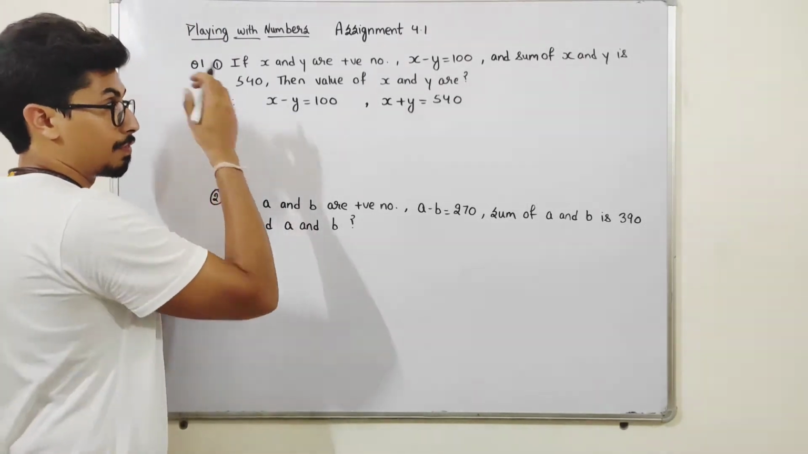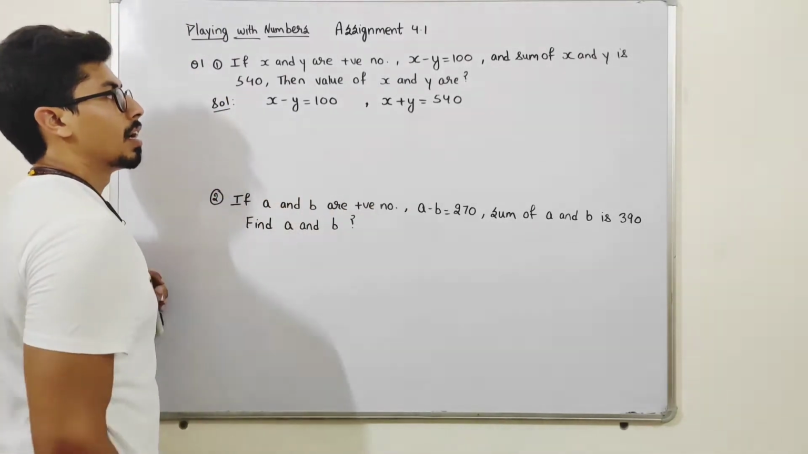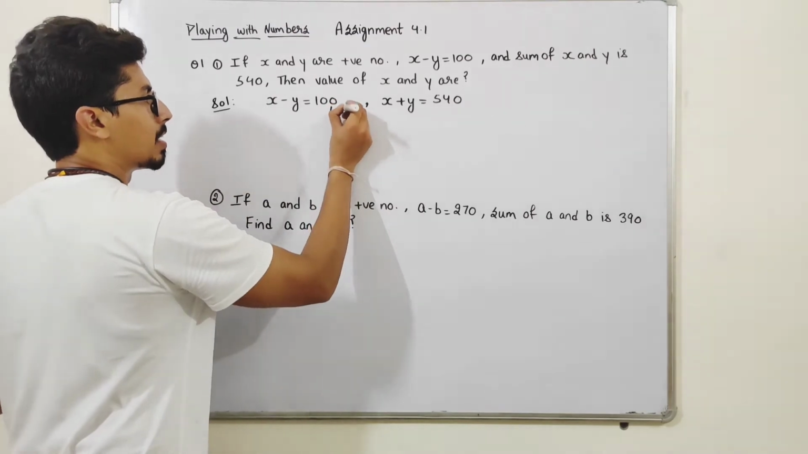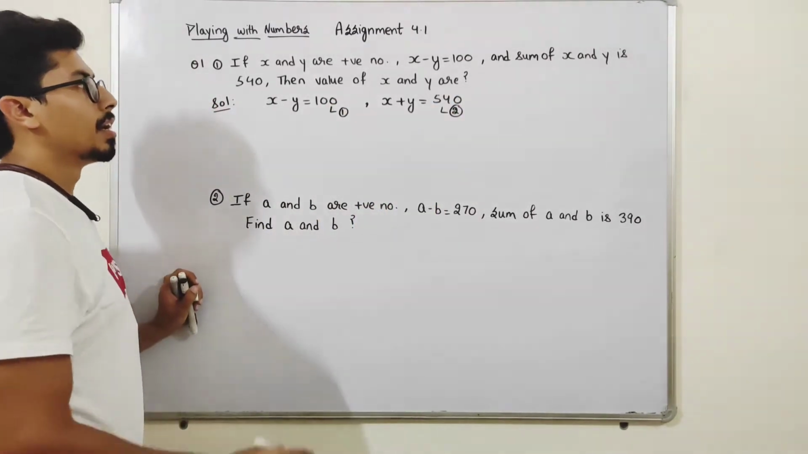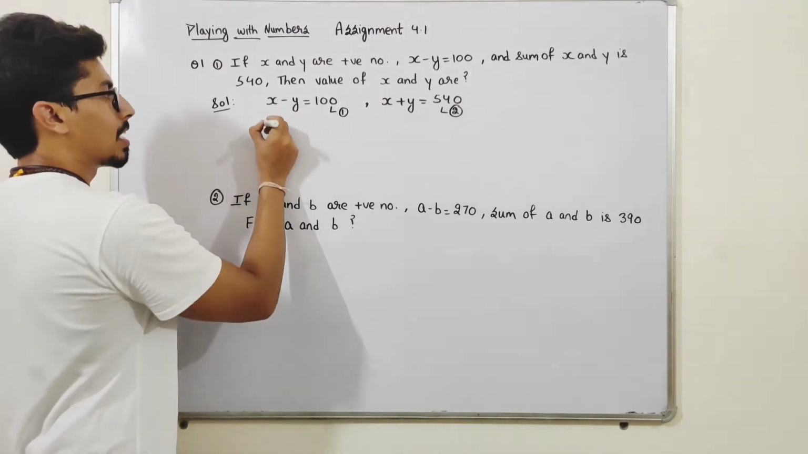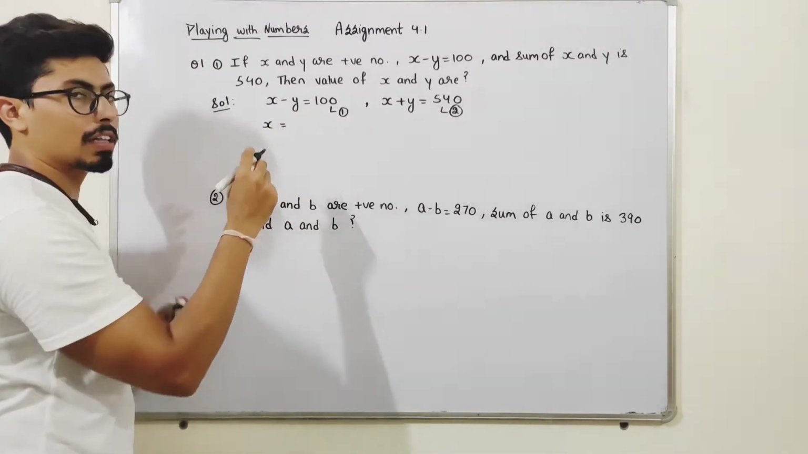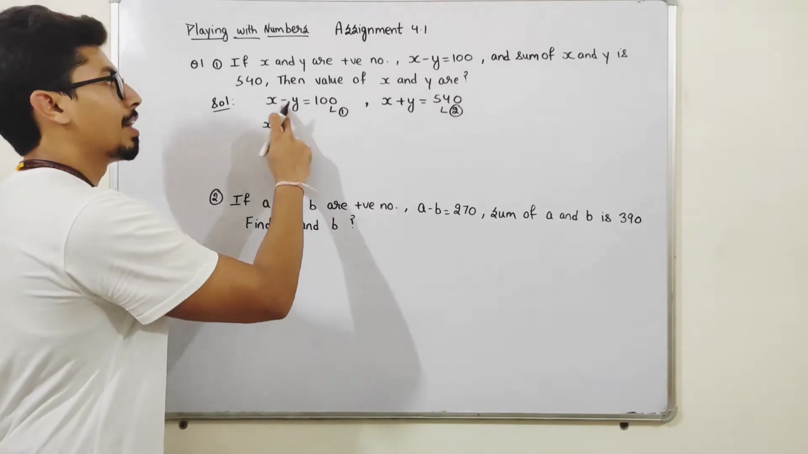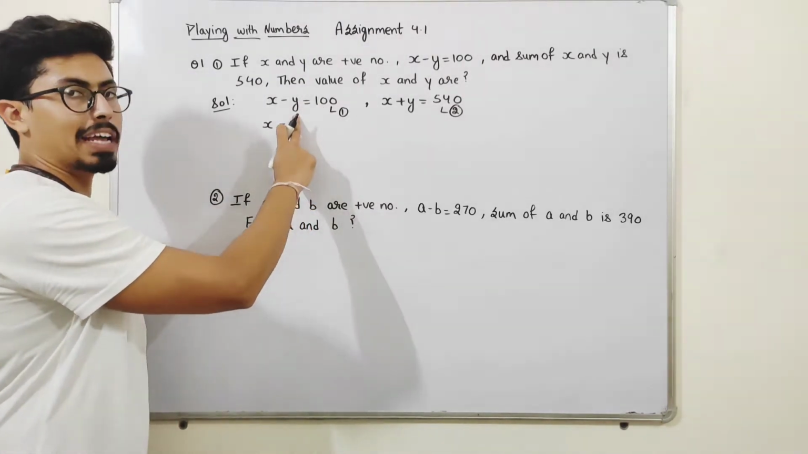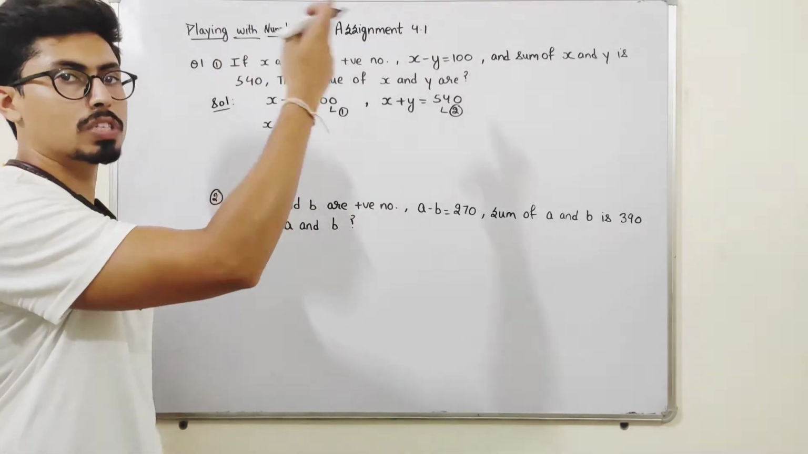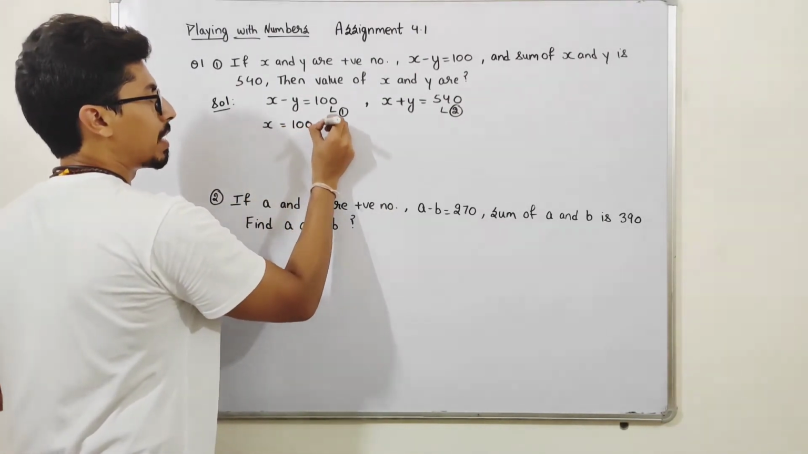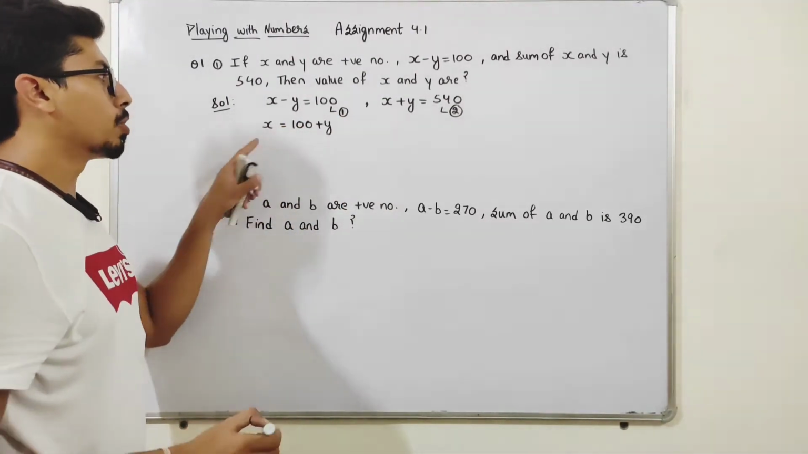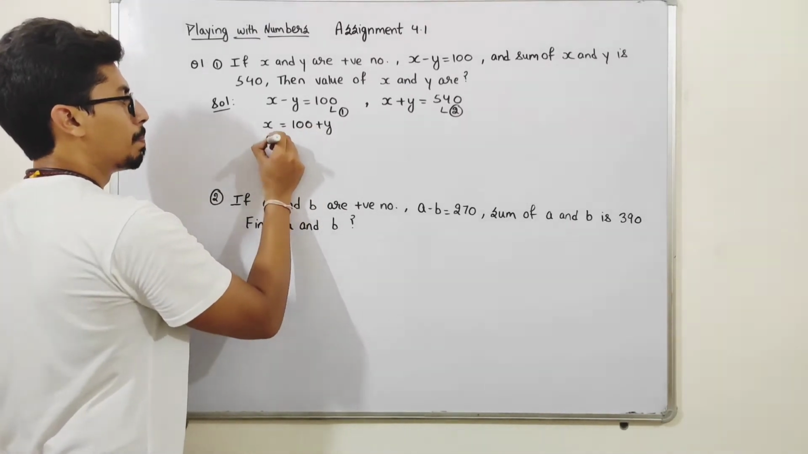So students, we have two equations here. Name this equation 1, and name this equation number 2. If I take the value of x from here, it will be 100. See, y is negative here; when it goes to the other side, it will be positive. So x will be 100 plus y.